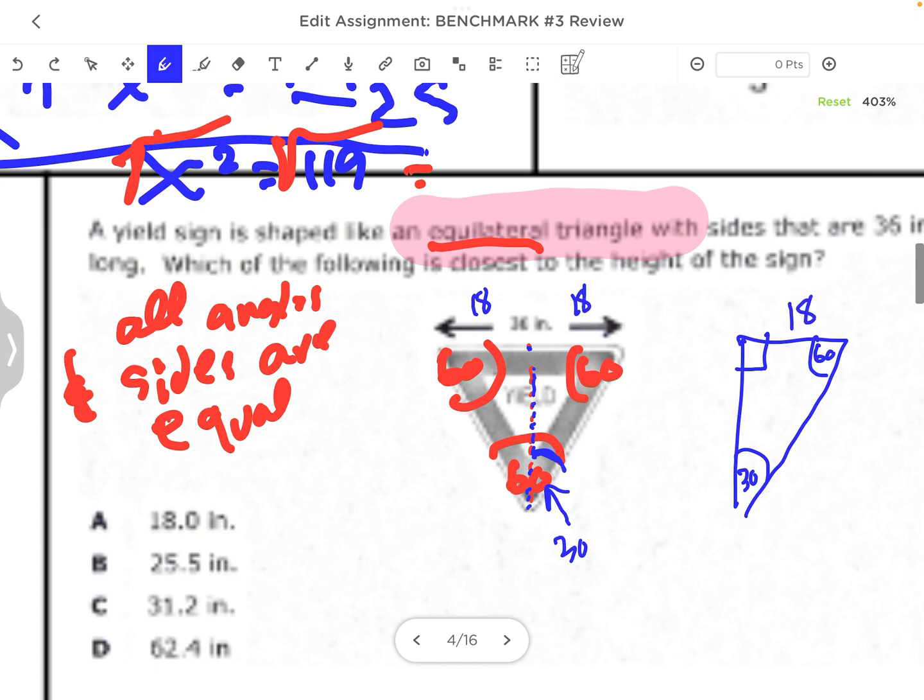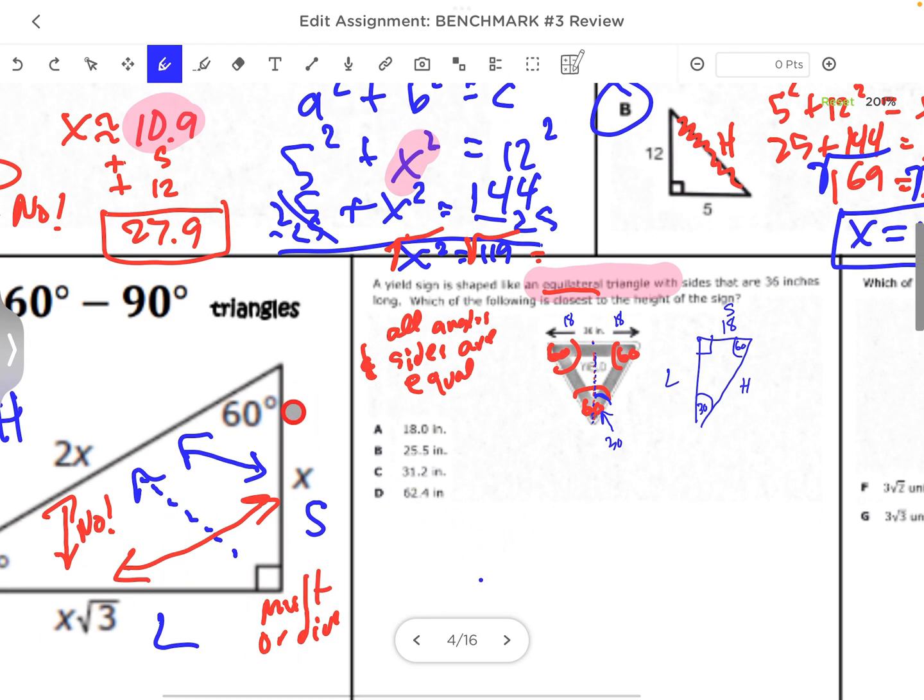So let's do that. They want to know this, which is the long side, because this is across from the 30. That has to be the short side. That's the hypotenuse. So we're going to go from the short to the long. What did we say? To go from short to long, we're going to multiply, because it's bigger, times the square root of 3. So we're going to take that short, which is 18, times the square root of 3.